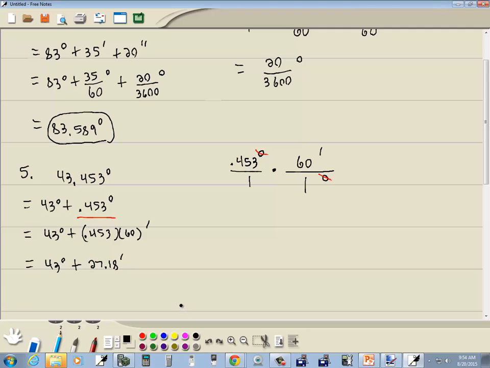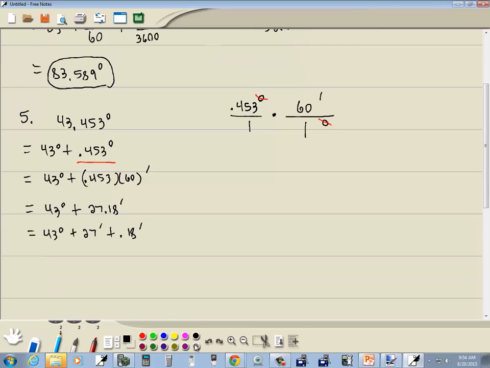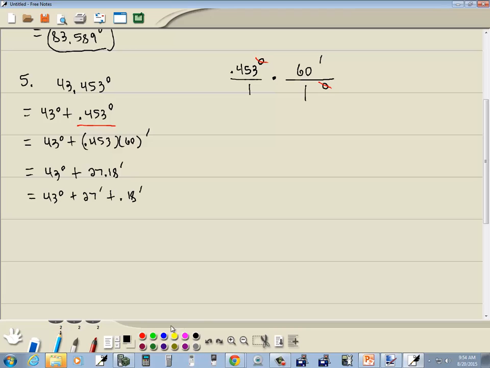And this is in minutes. Well, remember up here where we split the whole part separate from the decimal part, that's what we're going to do down here. So this is 43 degrees plus 27 minutes plus 0.18 minutes. The part we're working with now is this last piece right here. We want to convert that to seconds.